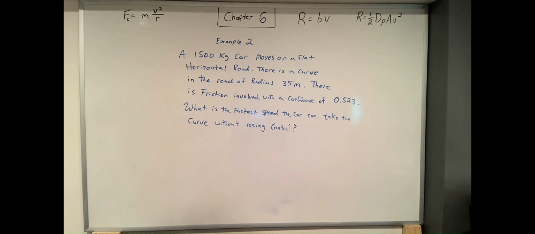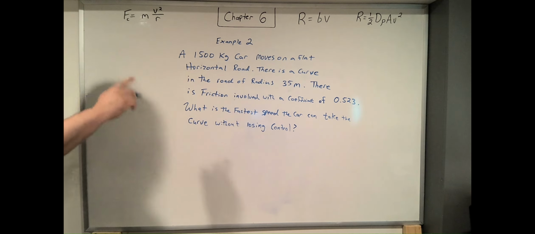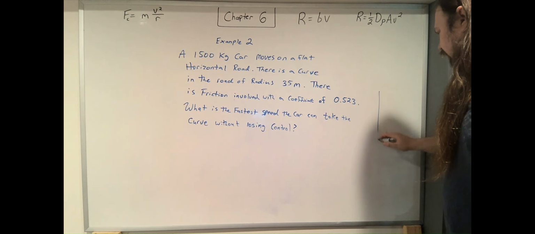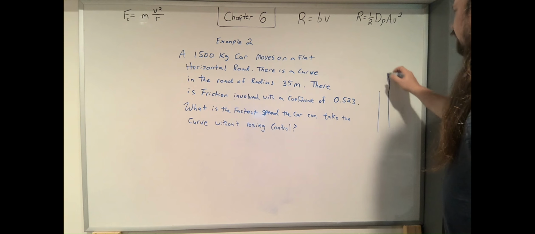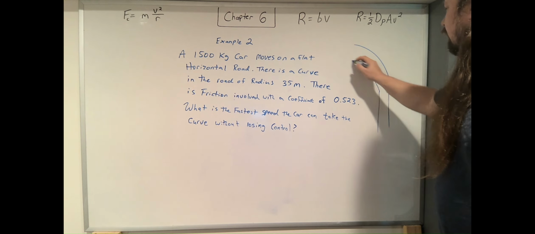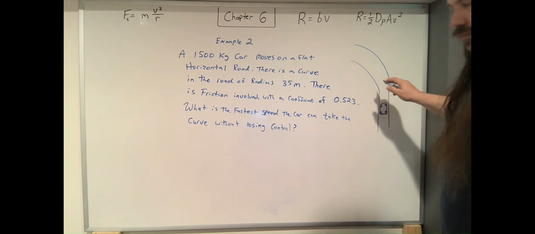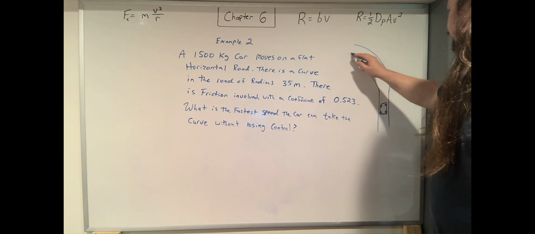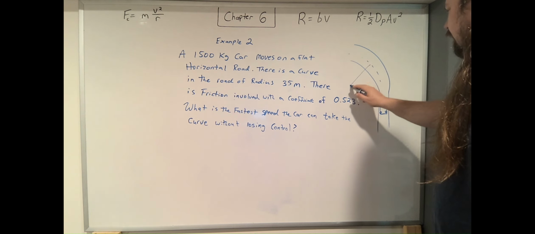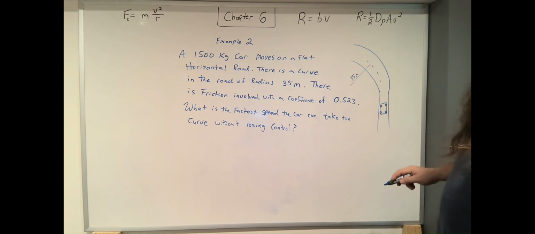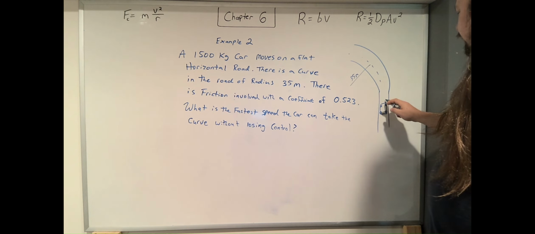Okay. So again, I'm just going to draw. Let's see, I'll go here and I'll kind of draw what's happening. So we've got a car coming down the road. Aerial view of the car coming up the road. This radius here is our 35-meter radius. Okay. And the car is going to take that curve.